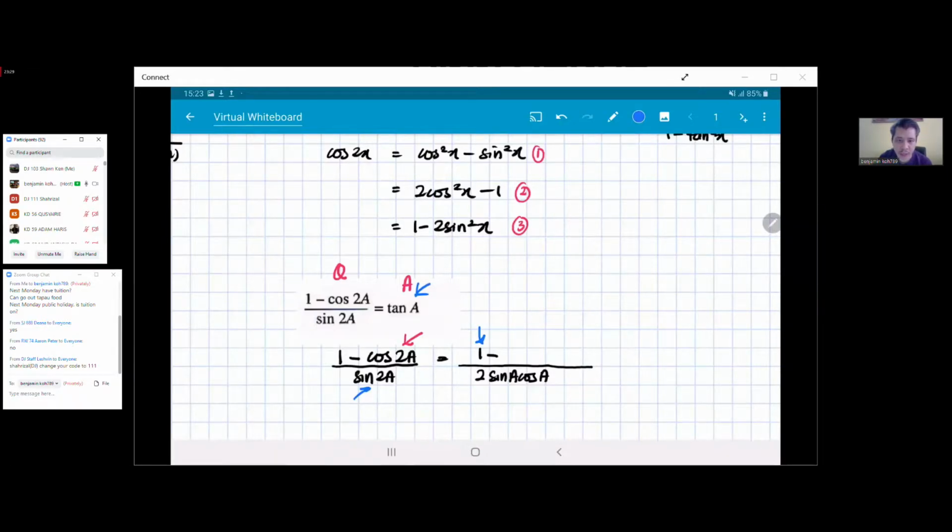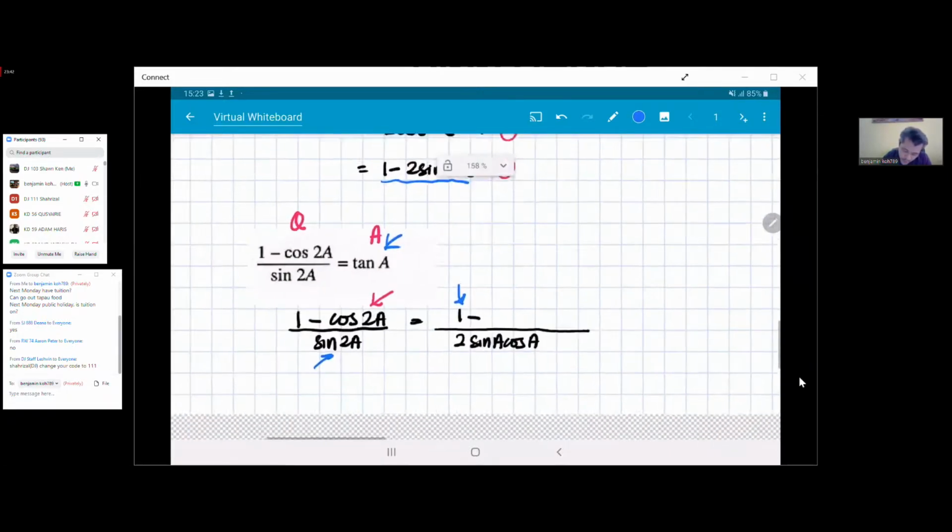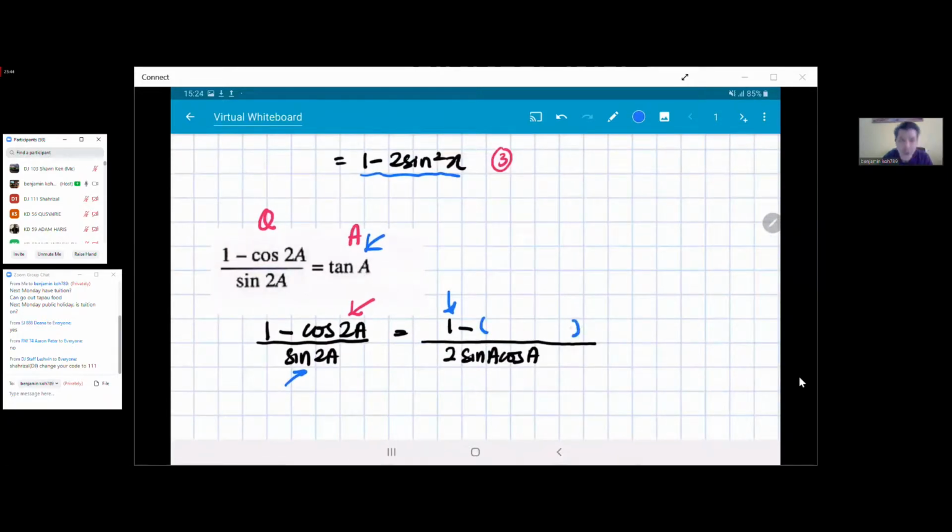So the most effective way to make the 1 disappear is to use the correct formula. What do I mean by using the correct formula? Well, I'm going to use number 3, not number 1. When I replace with the number 3 formula here, in brackets because tolak kan, number 3 ialah 1 minus 2 sine square x.